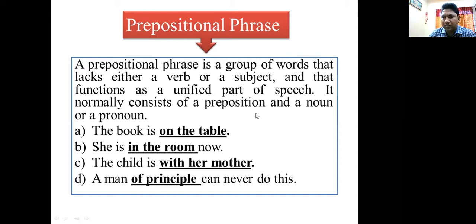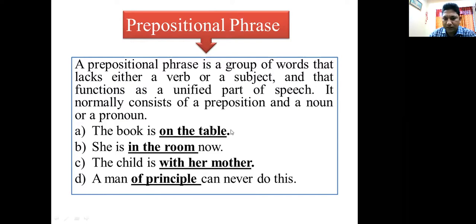So what are the sum and substance of prepositional phrase? You see, prepositional phrase, a collection of words, a group of words that doesn't have subject and verb. Okay, and it functions as a unified part of speech. And the important information about prepositional phrase is that it consists of a preposition and a noun or pronoun. There are four examples. Have a look.